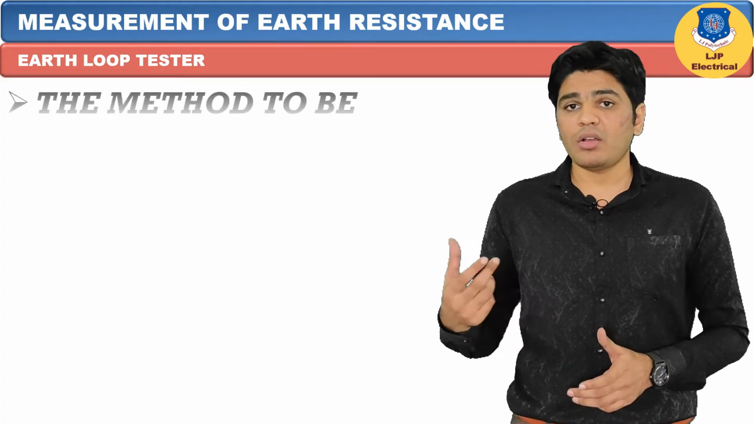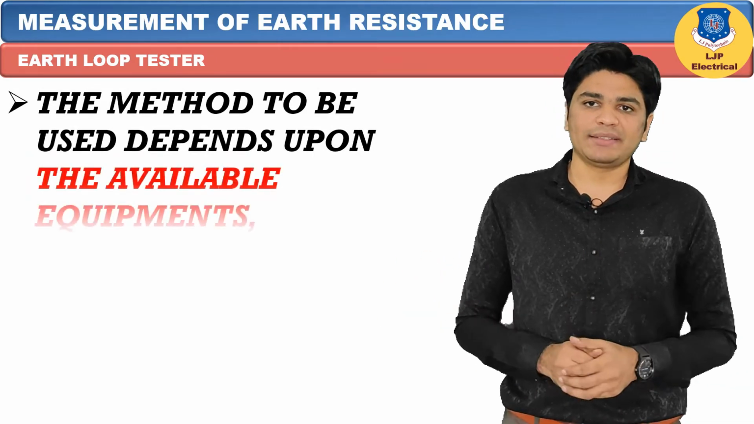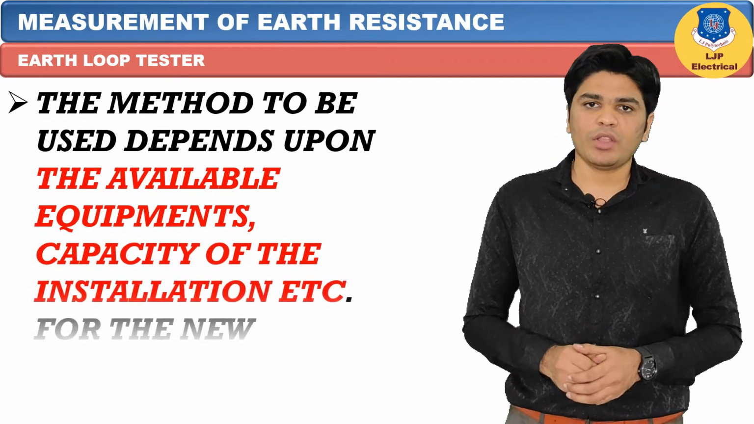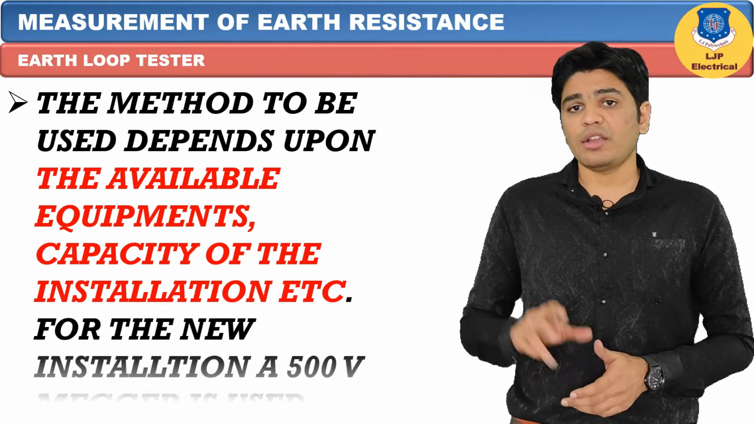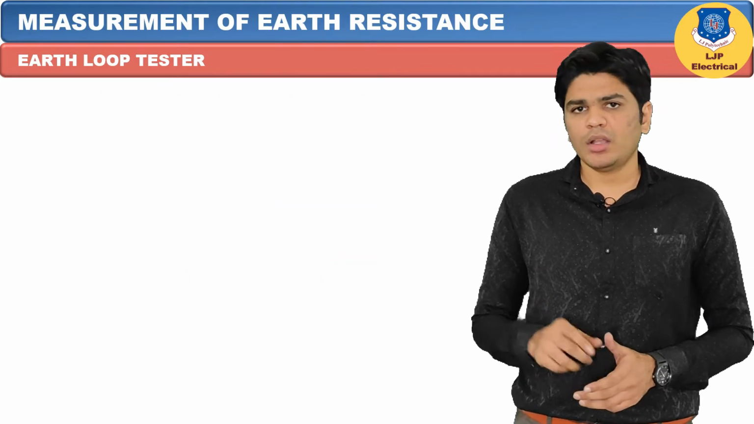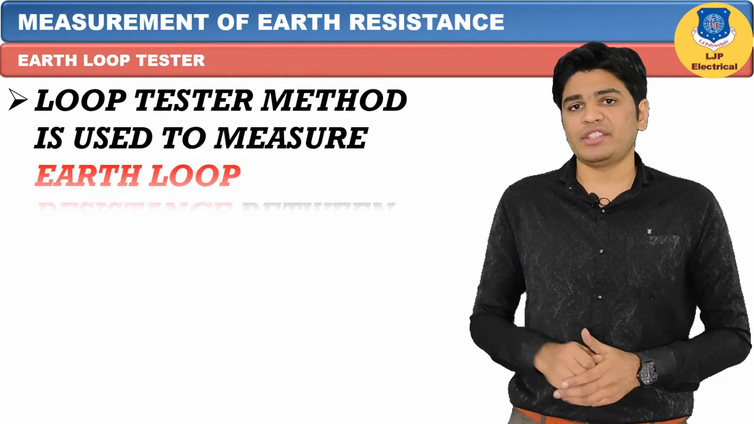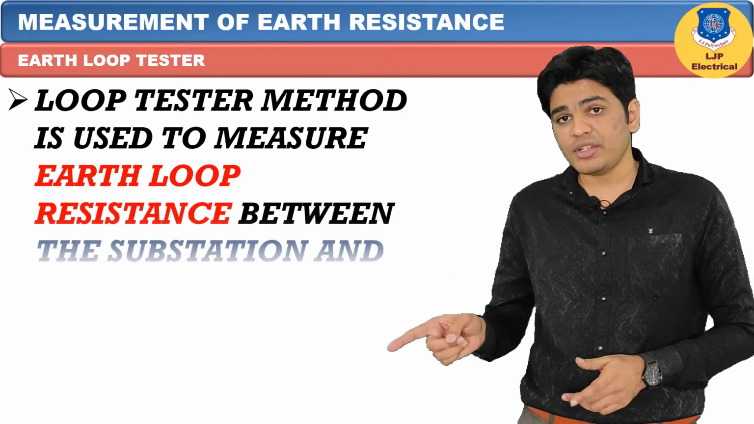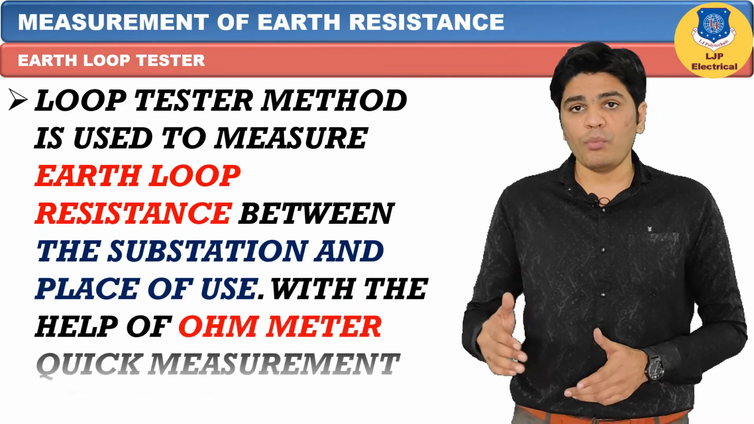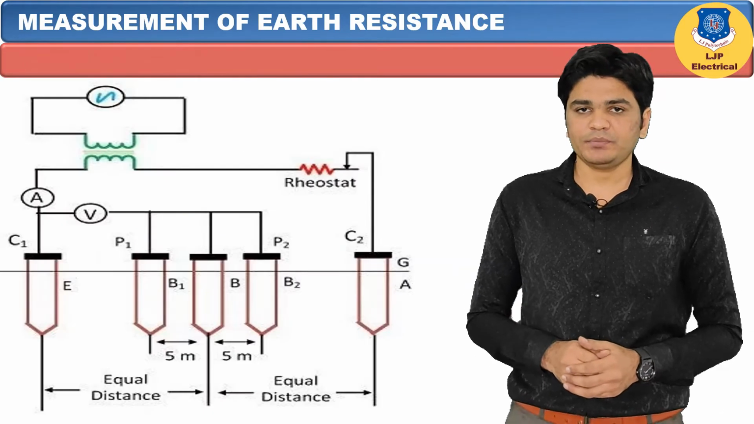The method to be used depends upon the available equipment, capacity of the installation, etc. For the new installation, a 500 volt megger is used. Loop tester method is used to measure earth loop resistance between the substation and place of use. With the help of an ohm meter, quick measurement can be made.